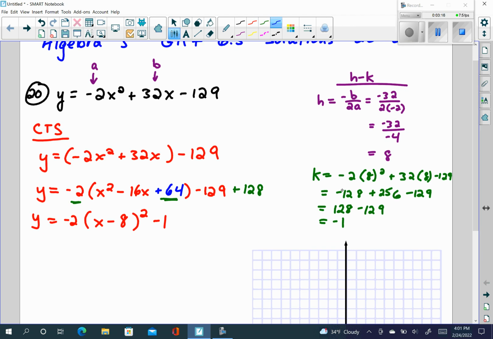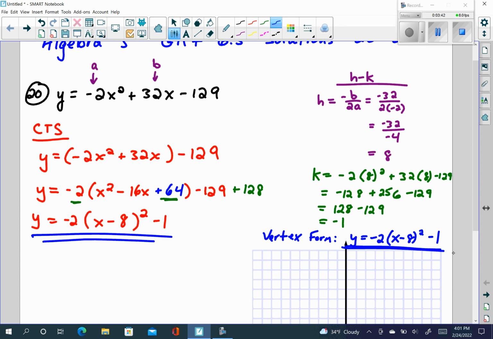So for the HK method, I now want to label that this is vertex form. Again, you need a y equals or f of x equals. Our a, again, was -2 times the quantity of x minus h squared. So that's x minus 8, that quantity squared, plus our k, which in this case will just be plus a -1 or -1. So if you take a look, this vertex form and this vertex form are the same, as they should be. That tells us we did this correct.